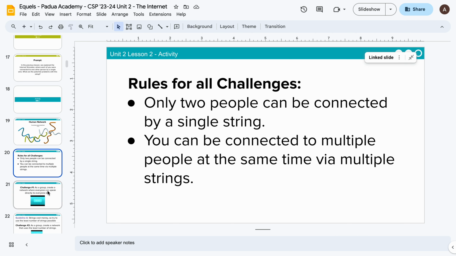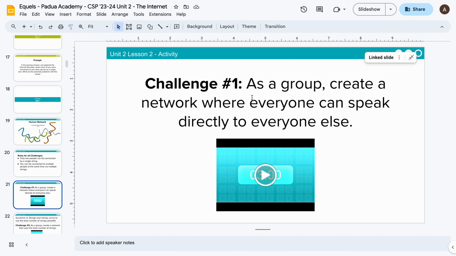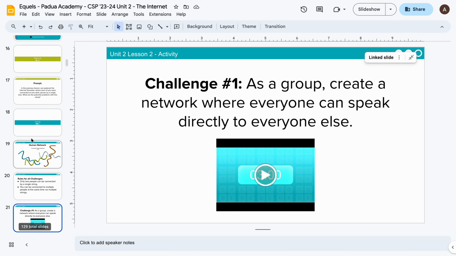So that is totally possible. So for your first challenge, you are going to create a network where everyone can speak directly to everyone else. So creating this network, you are basically completely free to do this. Now, as you are following along, this is the only one that I want to talk about right now because I don't want to necessarily spoil the other challenges, but this is the first one that you'll start with.